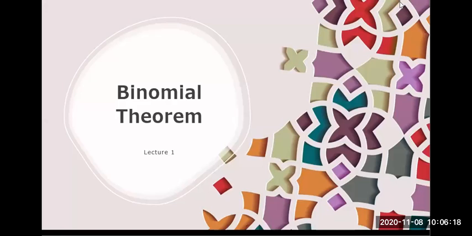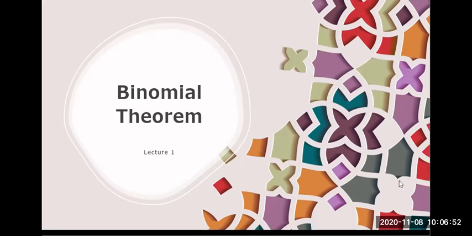When someone asked you what is the formula of a plus b whole square or a plus b whole cube, you could have just said a square plus 2ab plus b square, or a cube plus b cube plus 3a square b plus 3b square a, just by multiplying. But what if we have multiple powers? If instead of a plus b whole square or a plus b whole cube, I'm having a plus b to power 7 or a plus b to power 8, now in that case, it will become difficult to multiply.